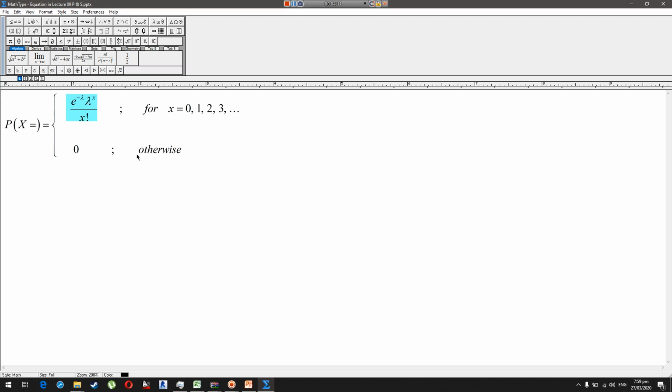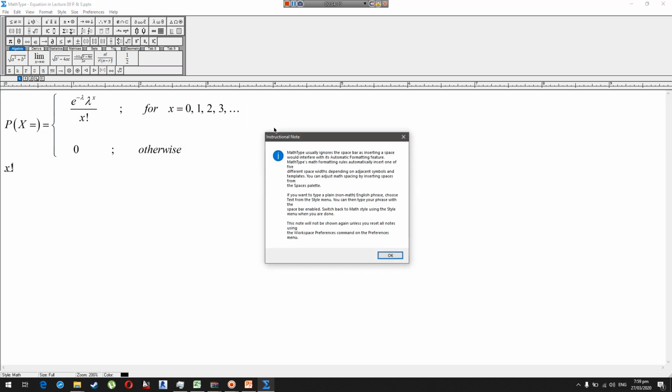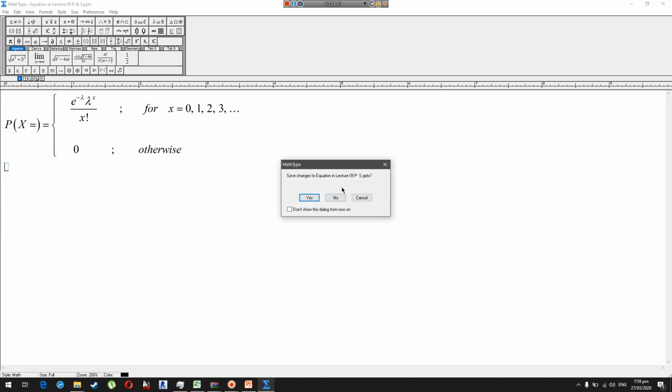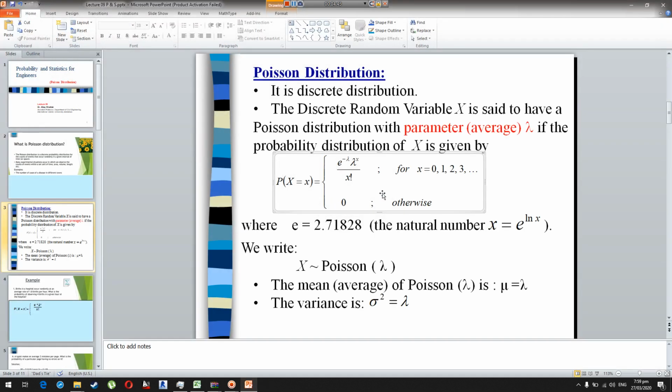You know that x factorial is x multiplied by x minus 1, multiplied by x minus 2, going down toward 2, 1, and then 0. So you know about that factorial term. Now coming toward the slides. Okay, so e is 2.718, the natural number.